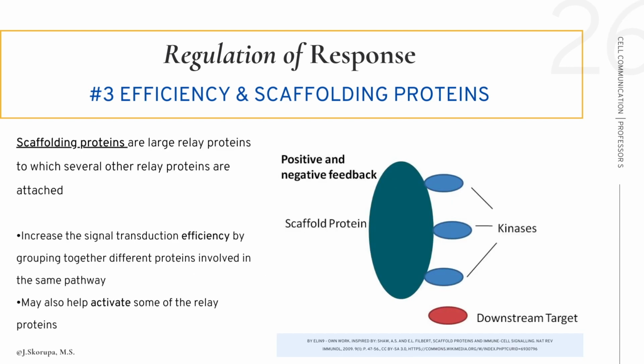Number 3, efficiency and scaffolding proteins. Scaffolding proteins are large relay proteins to which several other relay proteins are attached. In this image, you can see the large scaffolding protein with 3 kinases attached to it. Scaffolding proteins can increase the signal transduction efficiency by grouping together different proteins involved in the same pathway. In some cases, scaffolding proteins may also help activate some of the relay proteins.